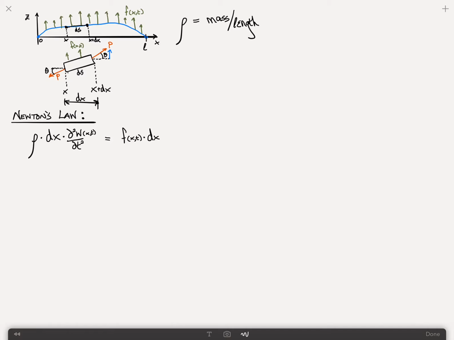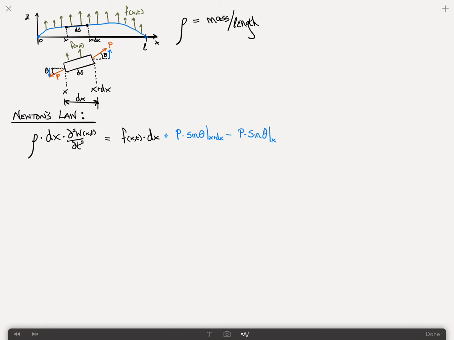So I'll draw that in blue. P has a component, we'll say it's up on the right and down on the left. And I'm actually going to write it in here in blue just to keep it clear. So first of all, in the positive z direction, we have that contribution on the right, which would be, I'm going to write it as P sine theta at x plus dx minus P sine theta at x. Why the minus sign? Because these forces act in different directions. On the left side it's negative, and on the right side it's positive, as I've drawn it.